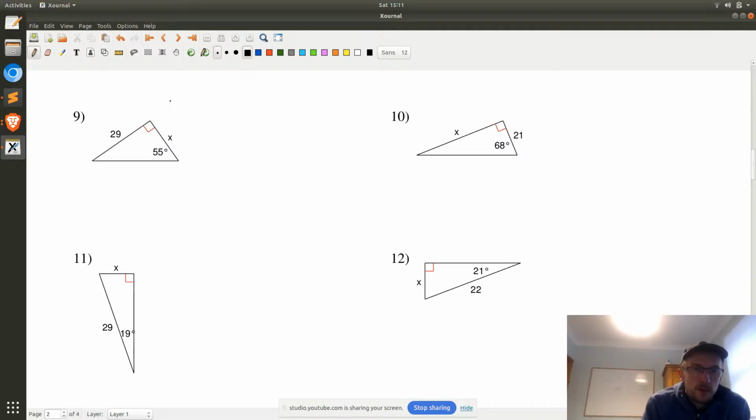So who's involved? Adjacent and opposite. So TOA. So tan of 55 is 29 over x. I think. Yes. Tan of 55 is 29 over x. So x is 29 over tan of 55, which is about 20.3.